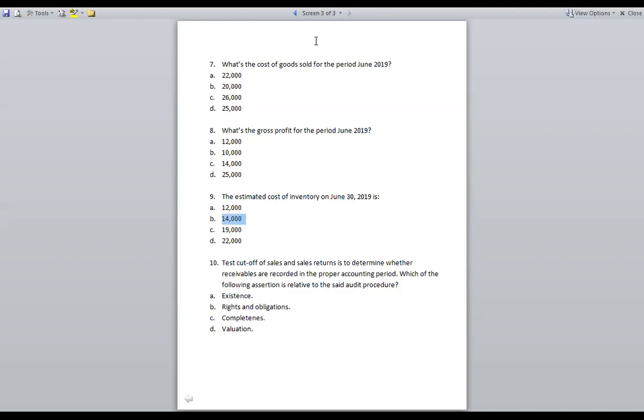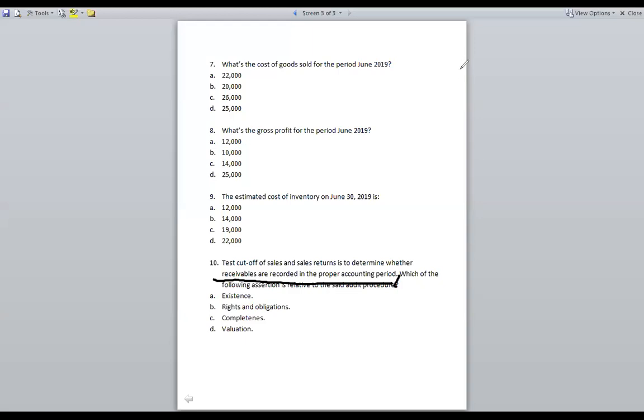So, number 10 is test cut of sales and sales return is to determine whether receivables are recorded in the proper accounting period. Which of the following assertion is relative to the said audit procedure? Okay? So, parang, you know, if you are a student, ang hirap intindihin nito, no? Ang hirap intindihan, ano tong test cut of sales and sales return, di ba? So, let me just explain it na.